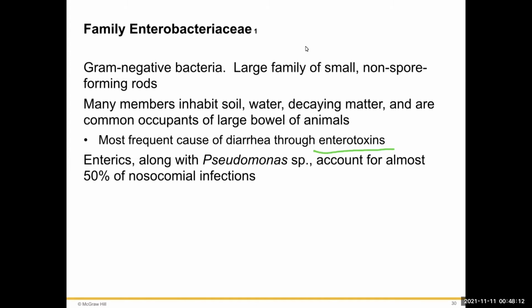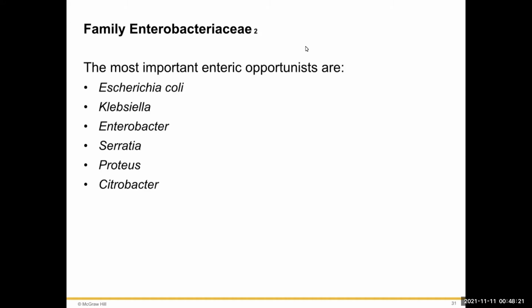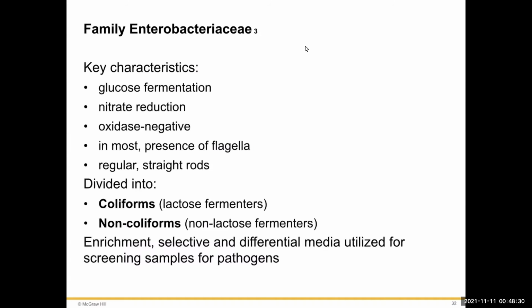So enterics, along with Pseudomonas, account for almost 50% of the nosocomial infections acquired in a hospital setting. The most important enteric opportunists are E. coli, Klebsiella, Enterobacter, Serratia, Proteus, and Citrobacter. Okay, the family Enterobacteriaceae are glucose fermenting, nitrate reducing, oxidase negative. Most have flagella present, and they're usually regular straight rods.